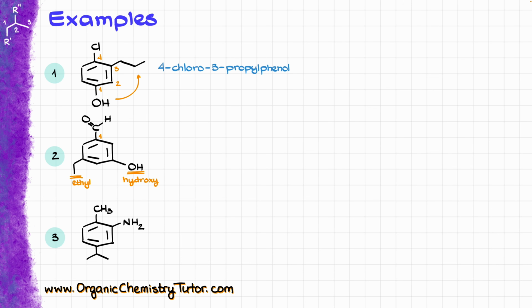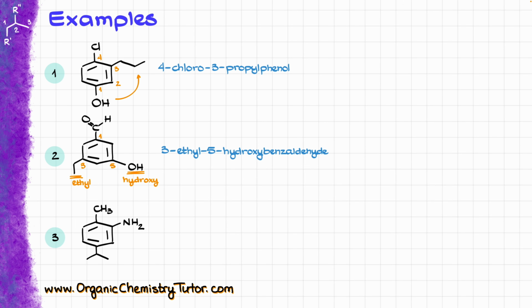So the correct numbering order in this case is going to be counterclockwise, giving number 3 to my ethyl group and number 5 to my hydroxy, giving me 3-ethyl 5-hydroxybenzaldehyde as my final name for this molecule. And as I've mentioned, even though IUPAC doesn't like benzaldehyde anymore, that's still what you are going to see in your textbook, so I'm still using that.